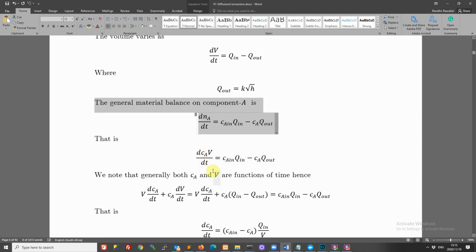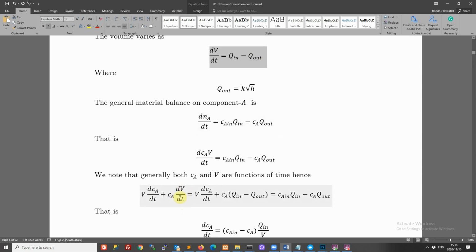So when we write d/dt of CAV, we have to acknowledge that we have to treat this as the product of two time-varying quantities. And so we have to expand this out into V dCA/dt plus CA dV/dt. Now, dV/dt, we have already written and we've identified it as the difference in these volumetric flow rates. So we can simply substitute for dV/dt as Q in minus Q out. And then we can retain the right-hand side of the equation. So we just bring that down as on the right-hand side.